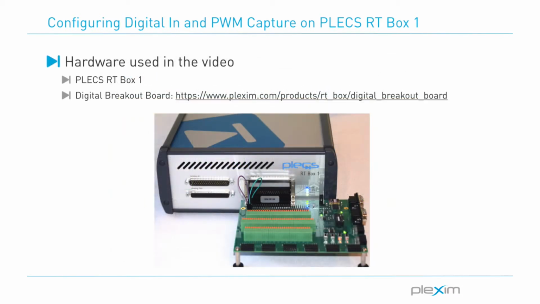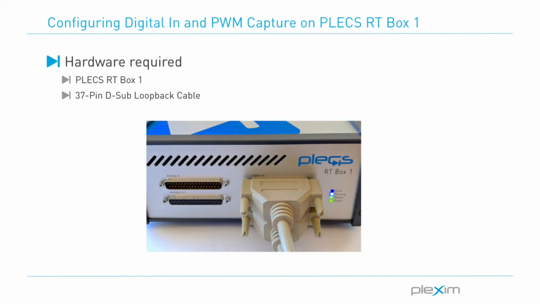To make the appropriate I/O connections, we will use a digital breakout board with jumper wires connecting the digital outputs to the digital inputs. A loopback cable can also be used instead.